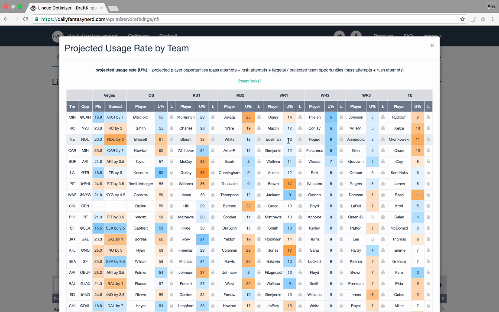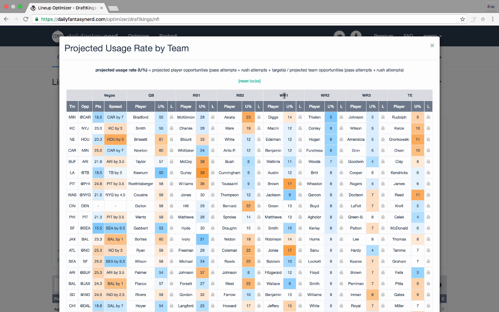And so when you're thinking about GPP stack strategy, for those of you that aren't familiar with it, stacking makes a lot of sense because anytime your wide receiver gets a touchdown, both the quarterback and your wide receiver score points. And so you get a lot higher correlation that way. It's a lot more risky, so you kind of want to avoid it for cash games, but for GPPs, it's a very common strategy.